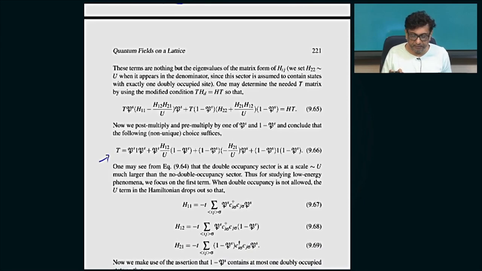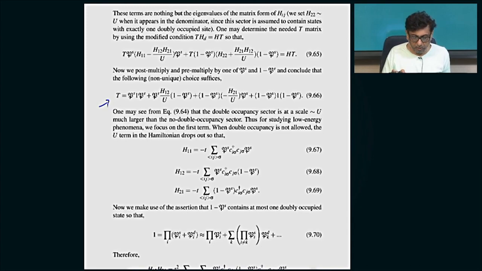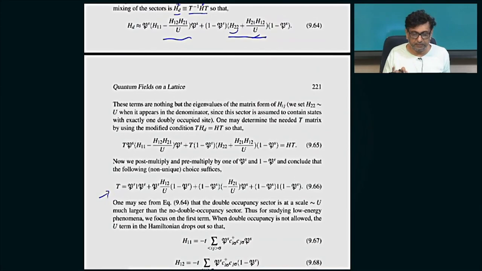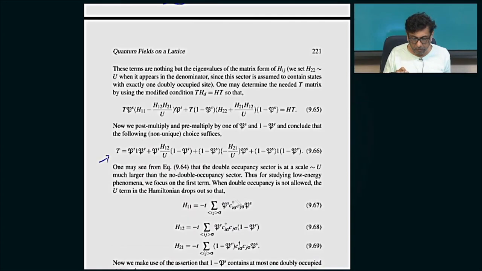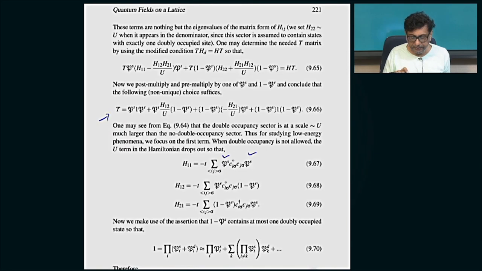Okay, so the bottom line is that you will have to go through these calculations in detail. The bottom line is that H11 is the hopping sandwiched between the two single occupancy projections, and so on and so forth.